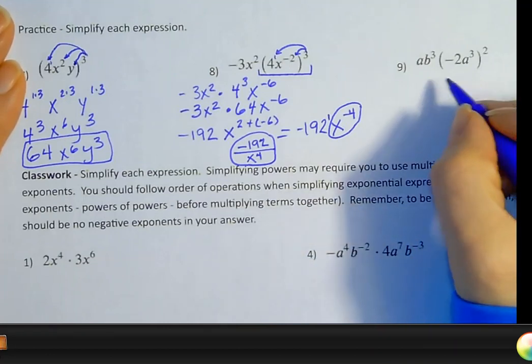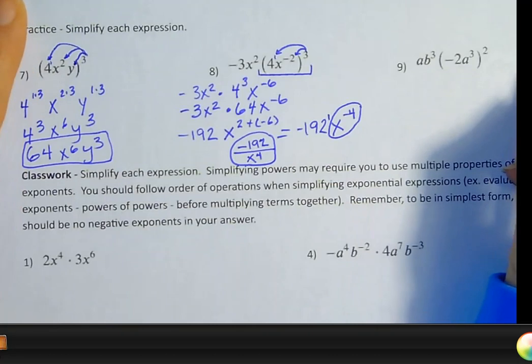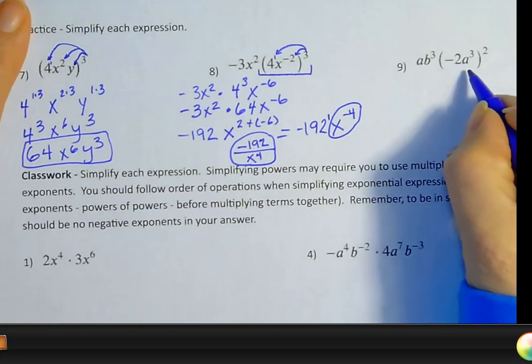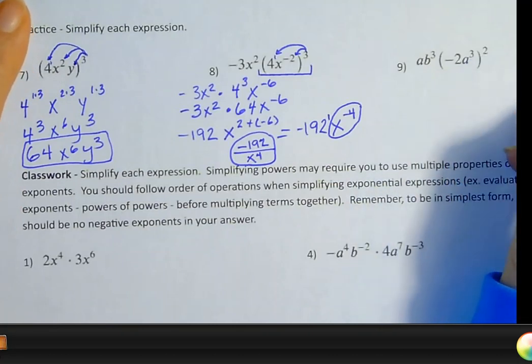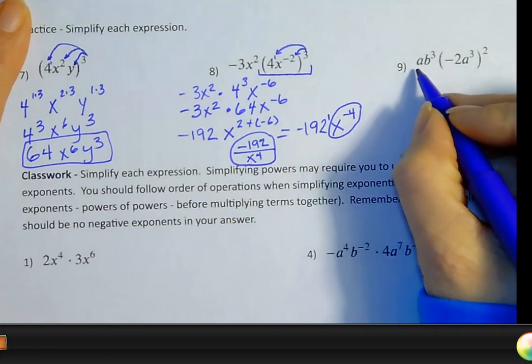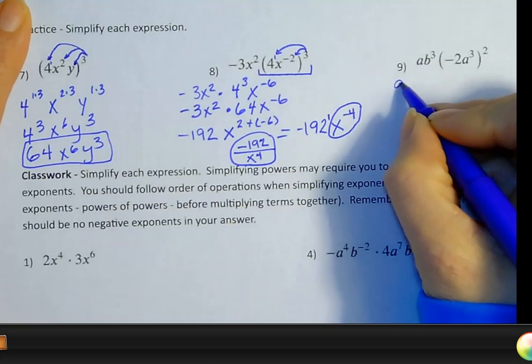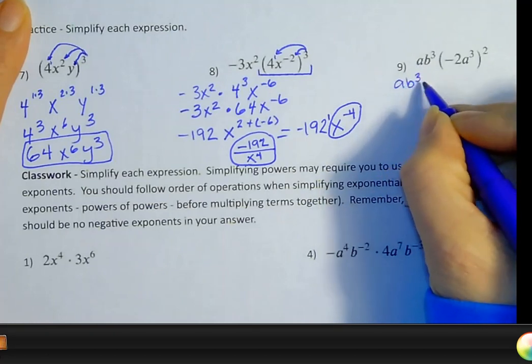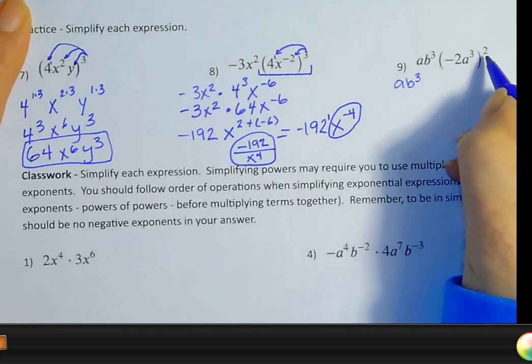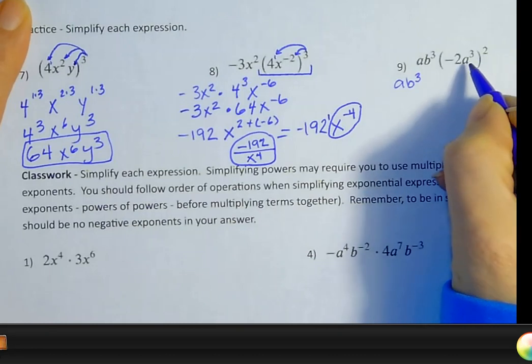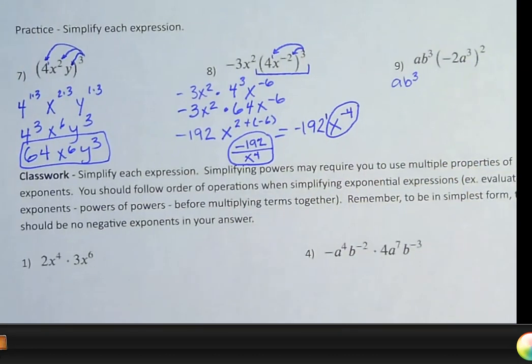Okay, so over here, ab cubed times the quantity negative 2a cubed, all to the power of 2. Let's see what that works out as. ab cubed I'm just going to bring down because I don't get to use that yet. I'm going to distribute that 2 to everything inside my parentheses.